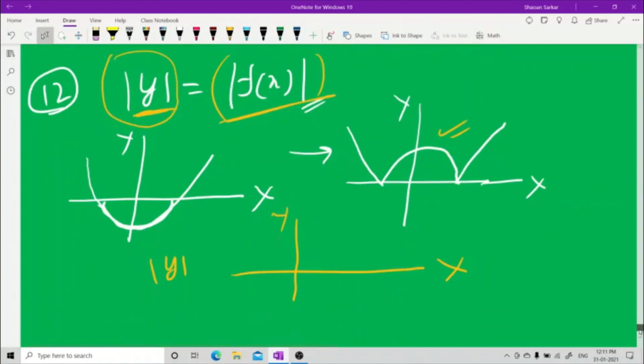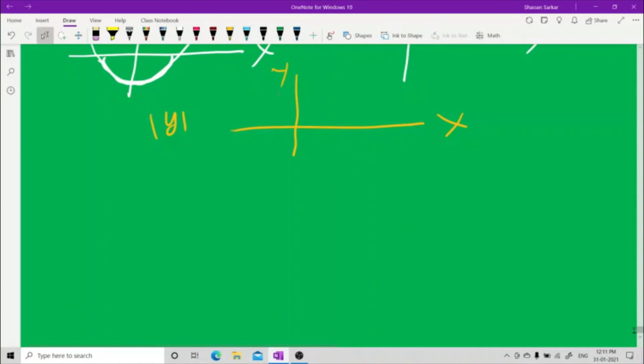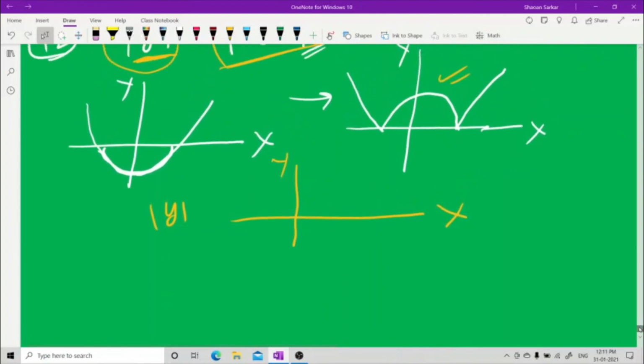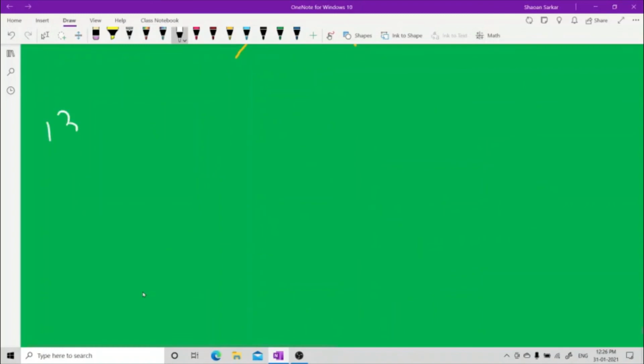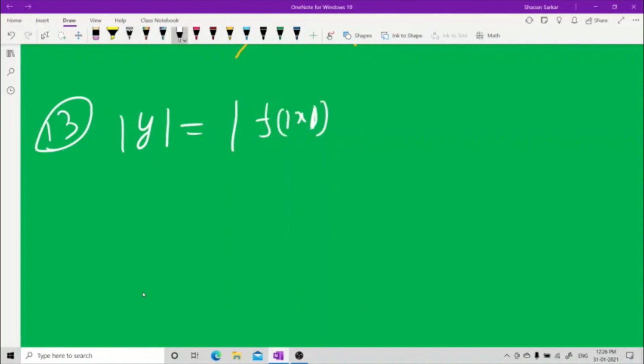Now see, this was your graph. Now you have this way, you have this way, and you have this way. So you take the reflection now. This reflection will come like this, and this reflection will come like this. Your mod y is mod f of mod x, this whole mod.